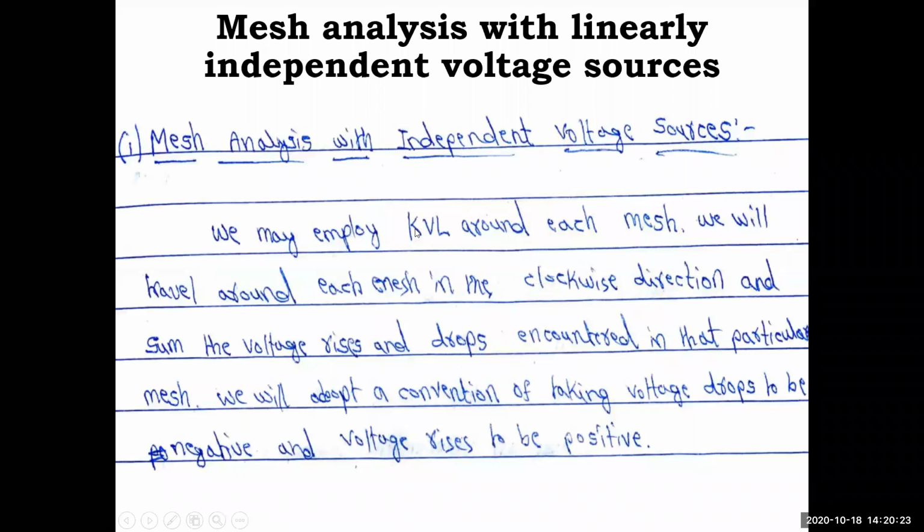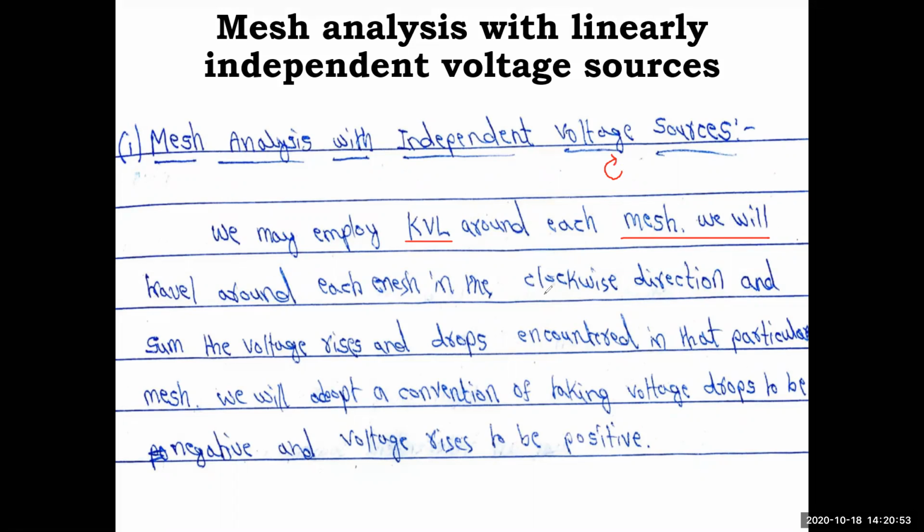First case, we'll consider mesh analysis with independent voltage sources. That means you have a resistive network in DC, and in between you will have the voltage sources. Independent means you will have the circle symbol. Clear? In this case we employ KVL around each mesh. Each mesh you will apply KVL in the clockwise direction. Previously also you have done it, same way we are doing.